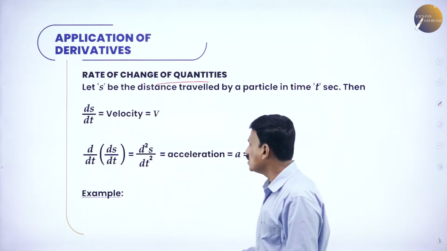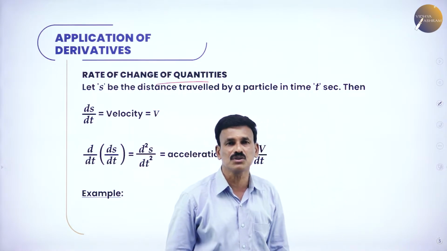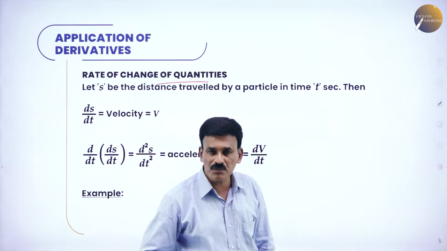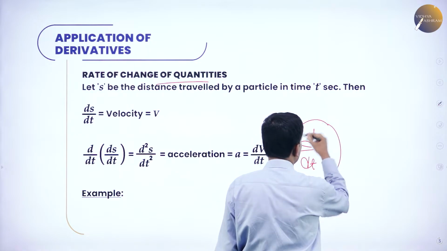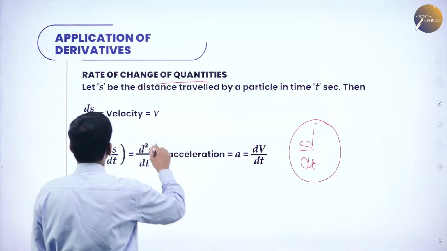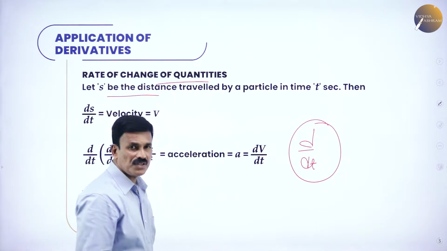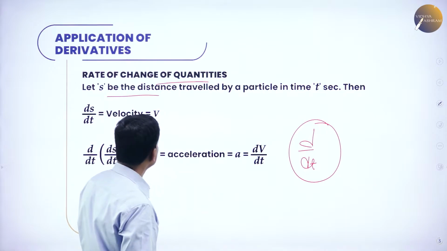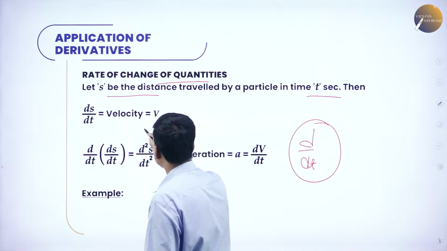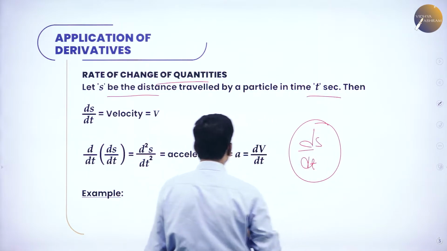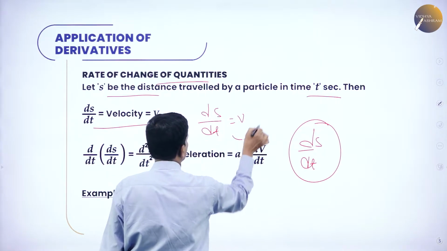The rate of change. You know the geometrical meaning of dy by dx is m, that is tan theta. The physical meaning of dy by dx is the rate of change, denoted as d by dt. Suppose s is the displacement of a particle, that means if a particle travels a distance s in time t seconds, then the rate of change of this displacement, ds by dt, is called the velocity.